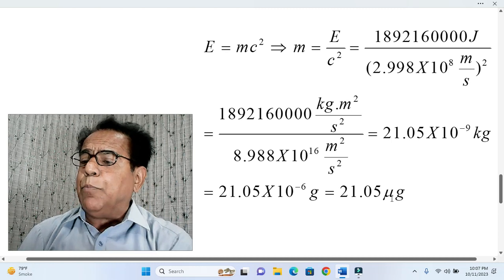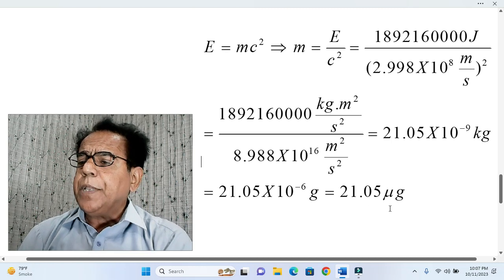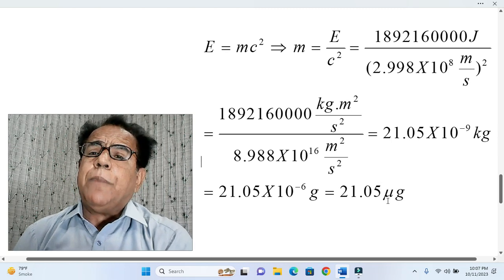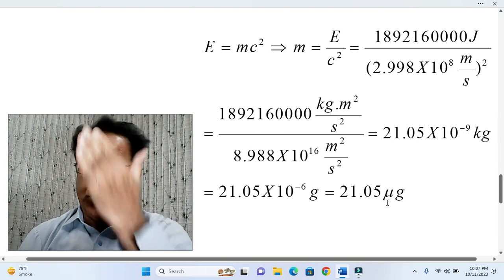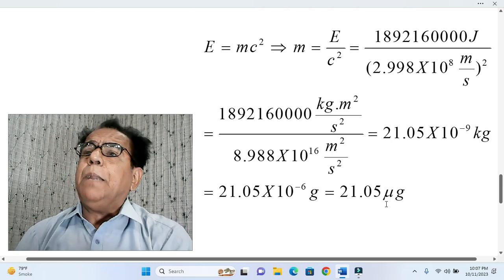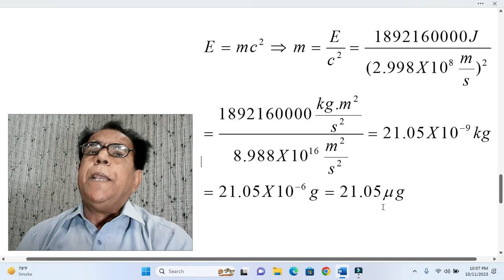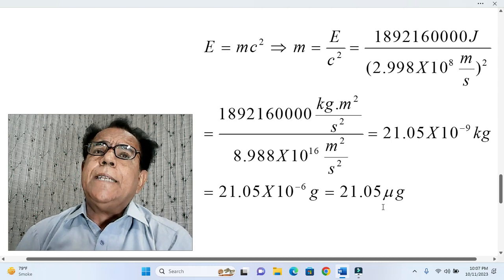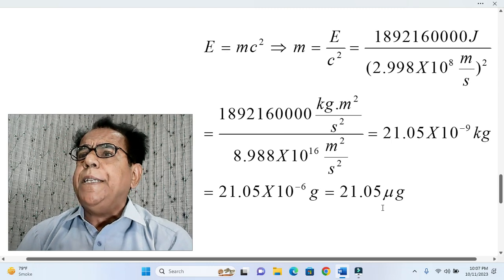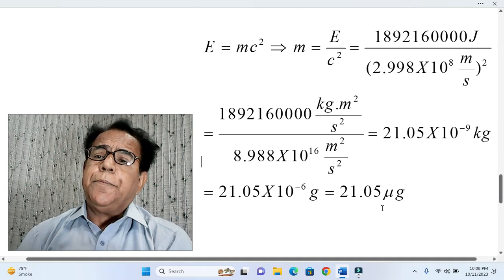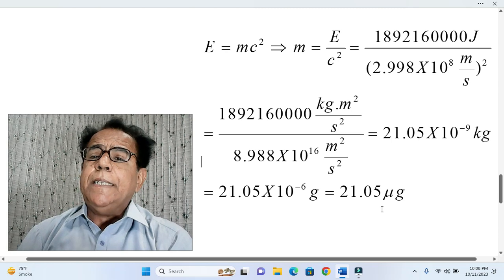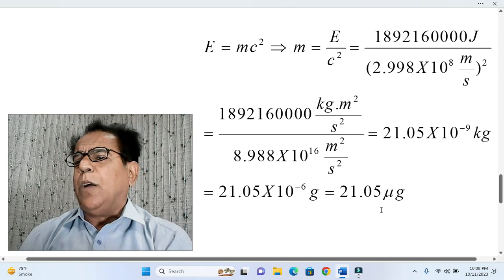So our answer becomes 21.05 microgram. This symbol mu is the symbol of micro. Micro means 10 raised to the power minus 6. Micro and million or mega are reciprocal of each other. Million or mega means 10 raised to the power plus 6, while micro means 10 raised to the power minus 6. Similarly, nano means 10 raised to the power minus 9, while giga means 10 raised to the power plus 9.